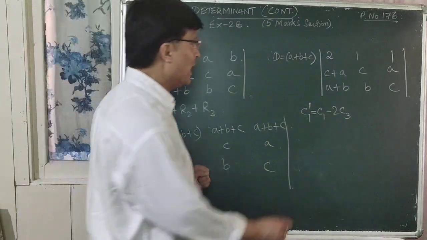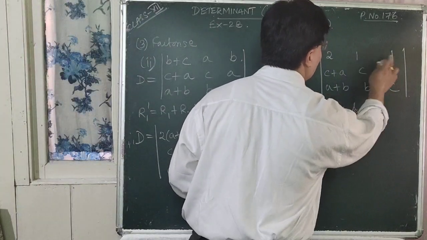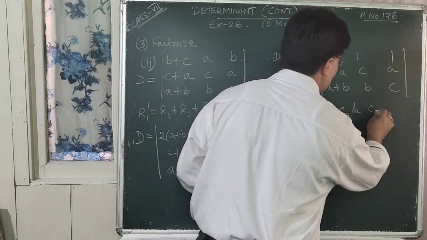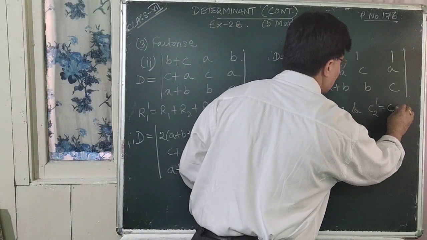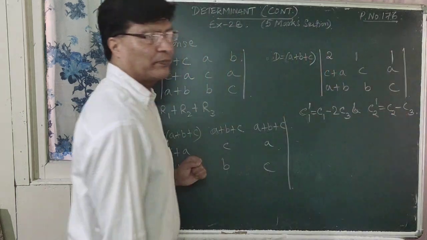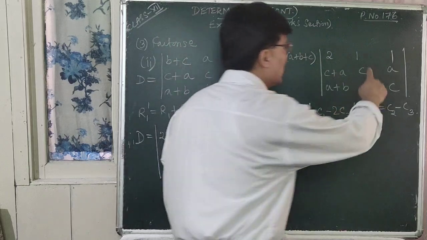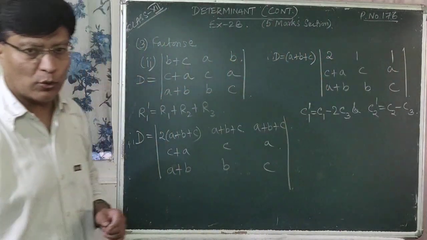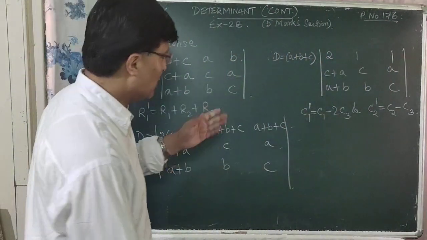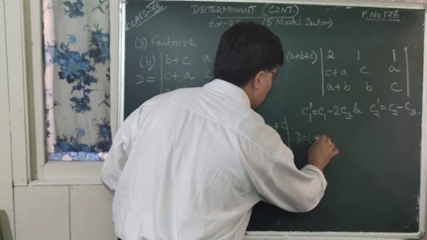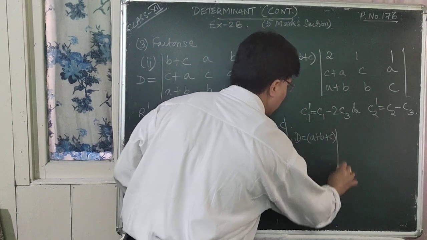Is that clear? And what is the next one? This 1 minus 1 is 0 always. Let us write down C2 dash. C2 dash is equal to C2 minus C3. If we use the property C2 dash is equal to C2 minus C3, then 1 minus 1 will be 0. Right? So let us use this property now. Therefore, D is equal to A plus B plus C.